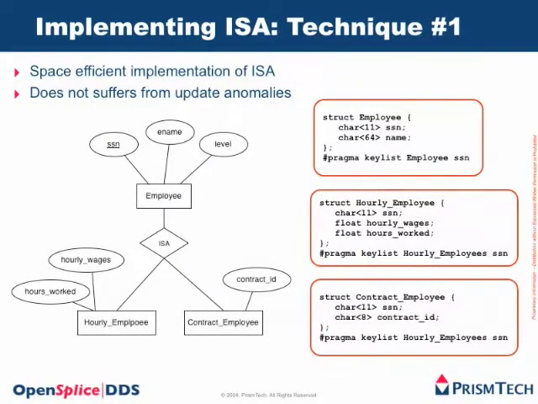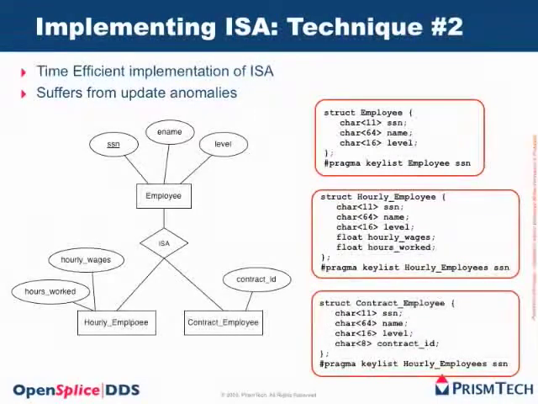So that's pretty easy, but again, it shows you the design power that DDS gives you. And this is space efficient. Why? Because if you're updating a portion of the object, you don't need to distribute it all. And it also does not suffer update anomalies, because essentially updates are always consistent. Now, if we move to the second technique that you can use to implement ISA, this technique is time efficient, but is not necessarily immune to update anomalies. So in this case, what you do is that in the type refinement, or in the topic refinement, you duplicate all the values for the supertype.